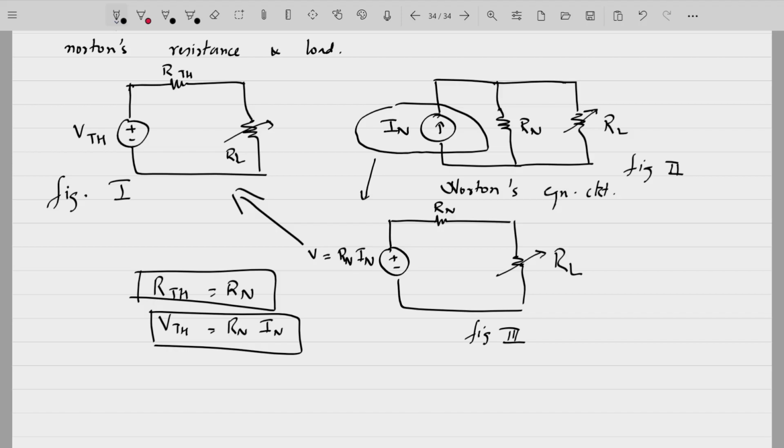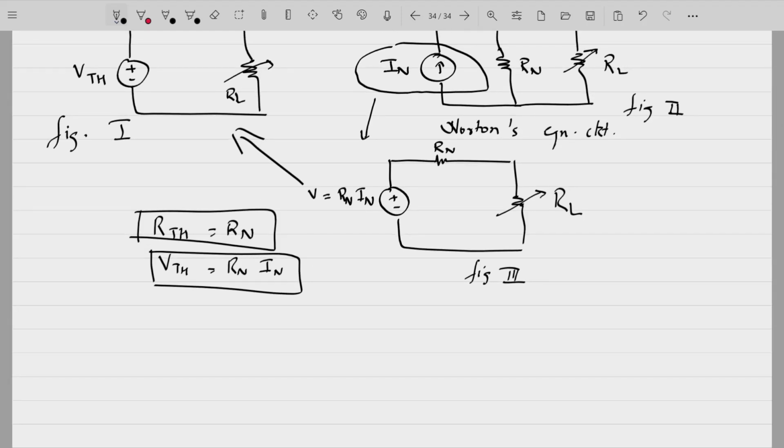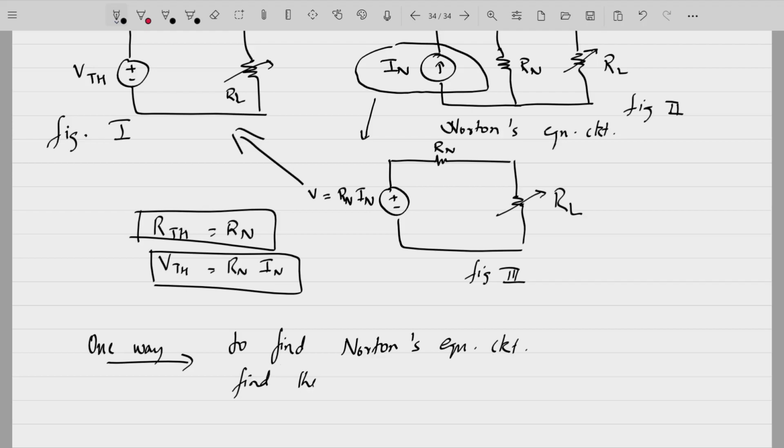So अगर आपके पास, if you have any circuit, you find out its Thevenin's equivalent, then you can actually use the source transformation to find out its Norton's equivalent circuit. So that will be one way of finding out the Norton's equivalent circuit. To find the Norton's equivalent circuit, find the Thevenin circuit, and then simply using source transformation convert the voltage source to the current source.